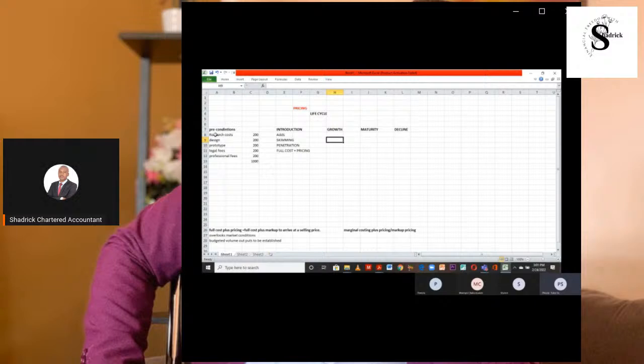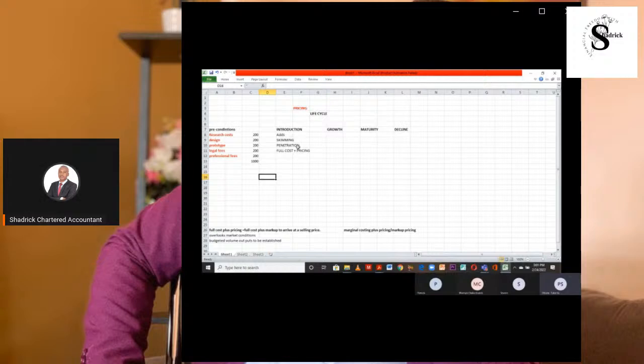Have you seen? It is also suitable for unique products. When a product is unique, you recover these costs here. You want to recover all those pre-introductory costs. So you bring in skimming to recover those costs.